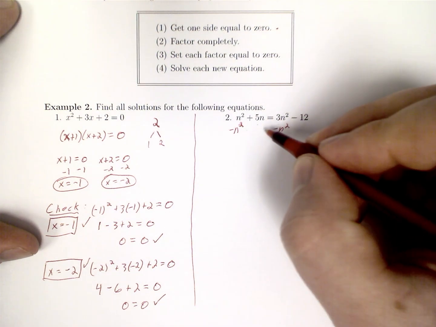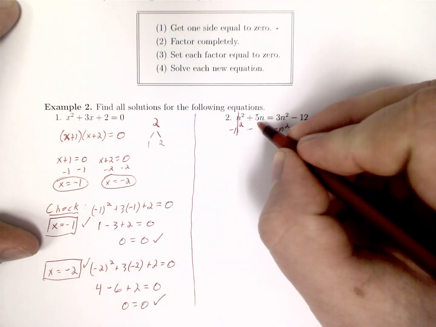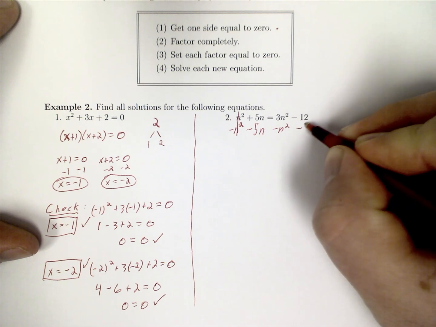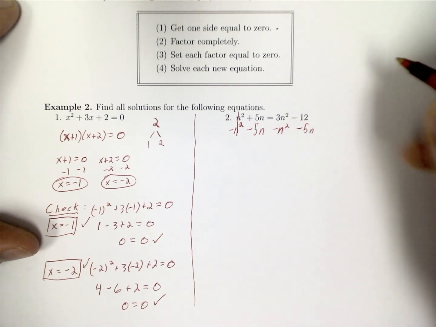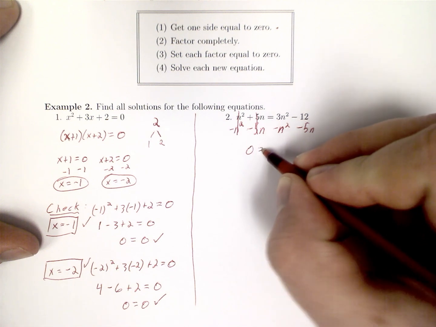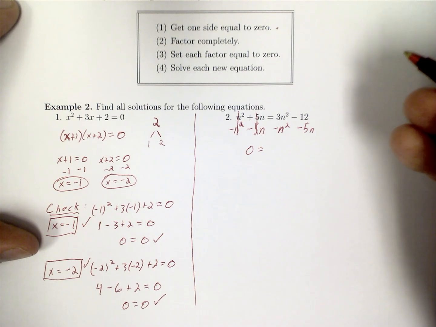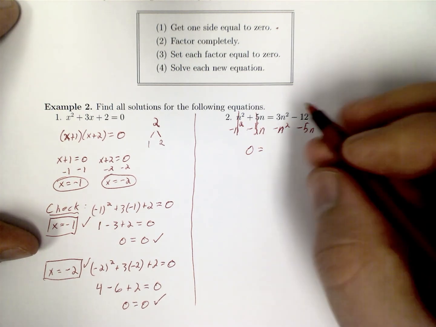So I'm subtracting n squared. Positive n squared minus n squared cancels. Minus 5n from both sides. And now this whole side is 0. 0 doesn't always have to be on the right. It could be on the left. Again, 2 equals 2, right?